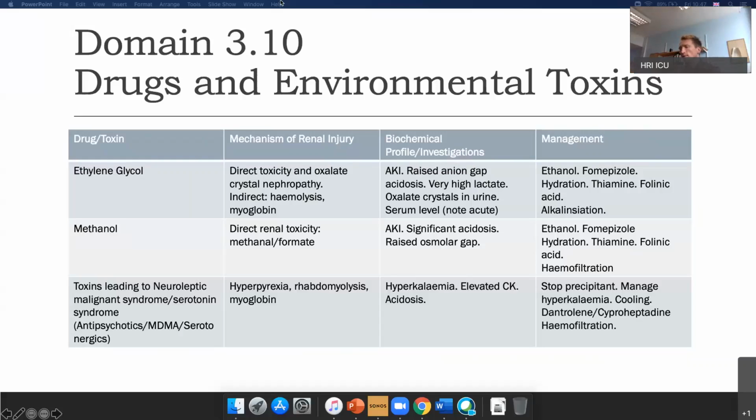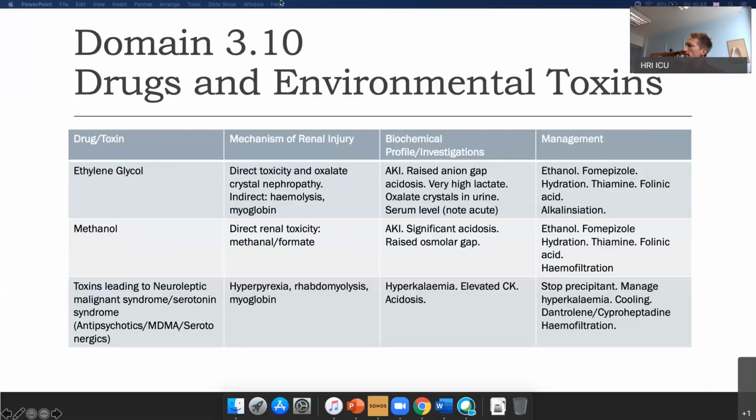Neuroleptic malignant syndrome caused by antipsychotics, serotonergic drugs causing serotonin syndrome. They all tend to get renal failure secondary to rhabdomyolysis and hyperpyrexia. The pyrexia, if it's extreme, can cause direct renal injury, but it tends to be the myoglobin that causes their AKI. They're often obviously hyperkalemic with a very high CK. They become acidotic. Treatment being to stop the precipitant, manage hyperkalemia. You can consider giving drugs like dantrolene if they're particularly pyrexial. Cyproheptadine is used in serotonin syndrome. And again, hemofiltration is our mainstay, really.